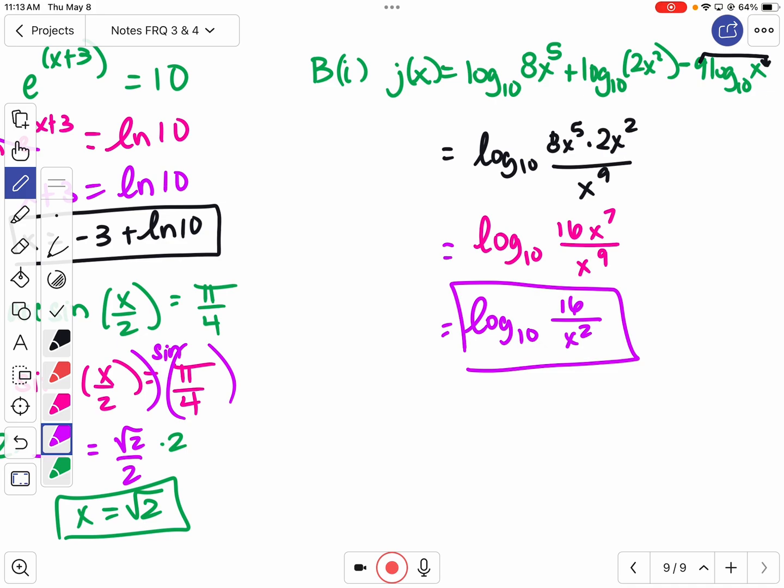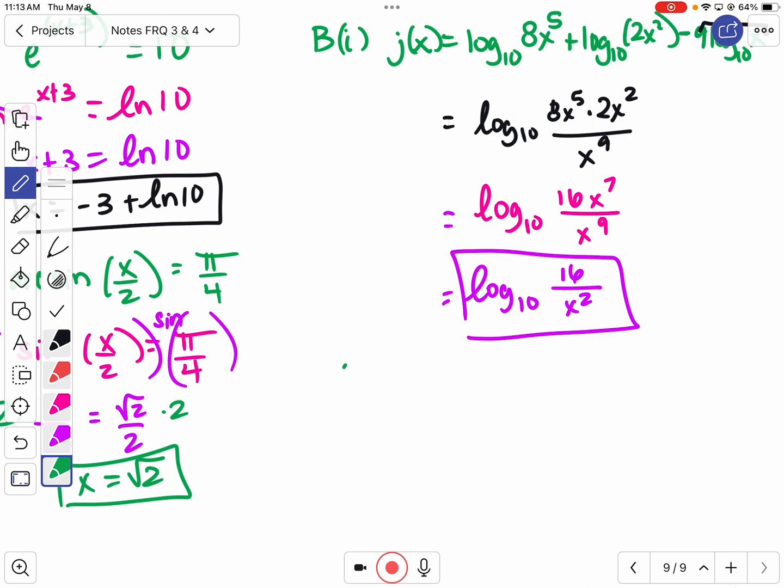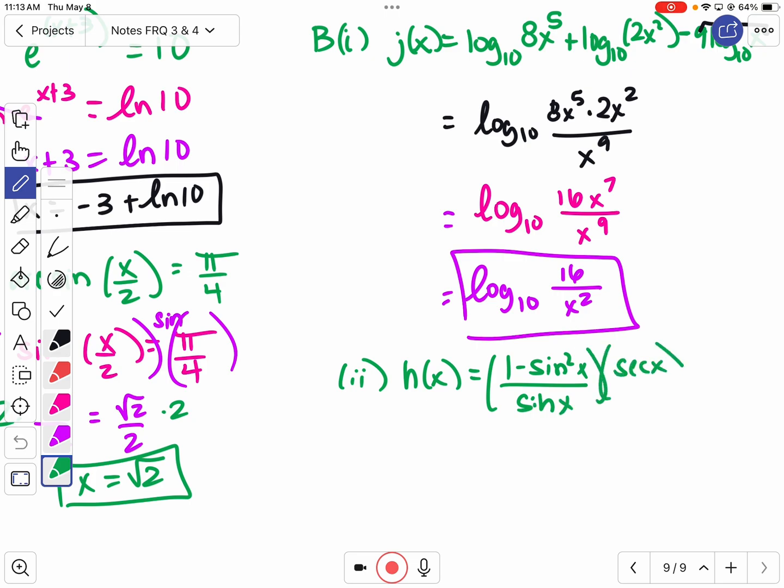Part 2 on B is that trig thing. It wants me to write it as a single function of tan. So I have 1 minus sine squared over sine times secant. Looks like I have a lot of work to do, because to get a tan, what am I going to need? A sine over a cosine. So I've got some sines right there, but let's start by messing with it a little bit.